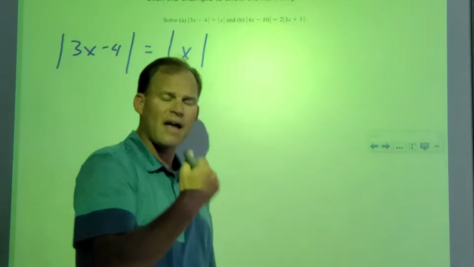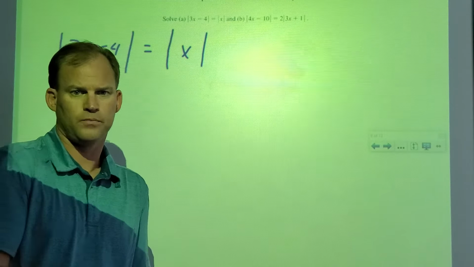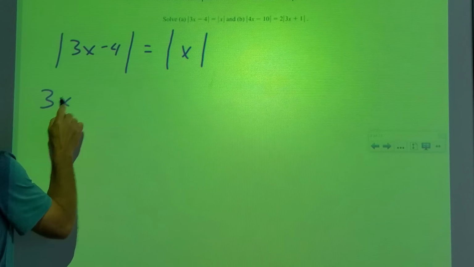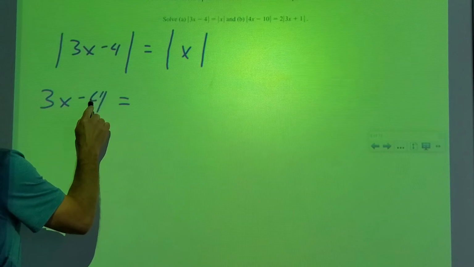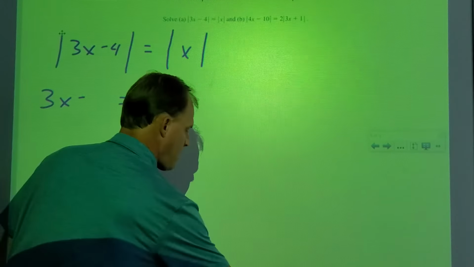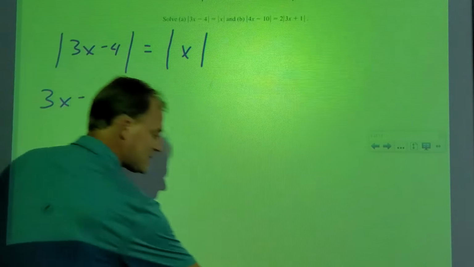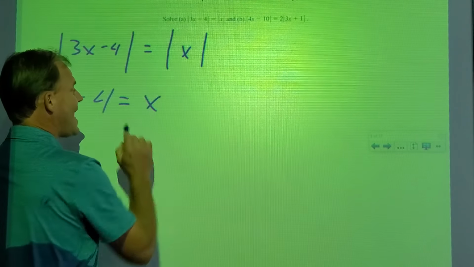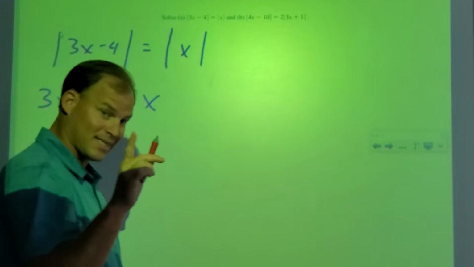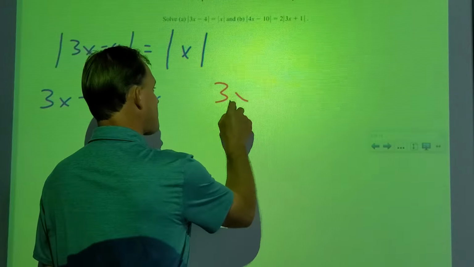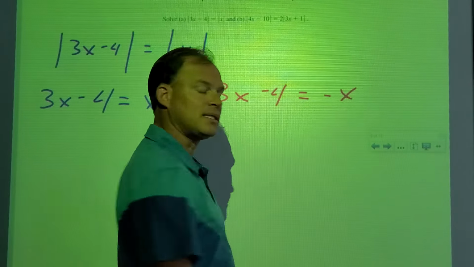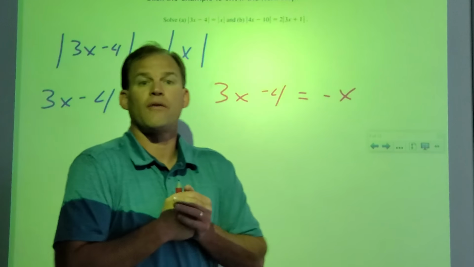So I have an absolute value set equal to an absolute value. When you have this, you take what's in the first one, set it equal to exactly what's in the second one. Then you take the first absolute value exactly the same, equal to the opposite of what's in that absolute value. And then from here you just solve the equation.